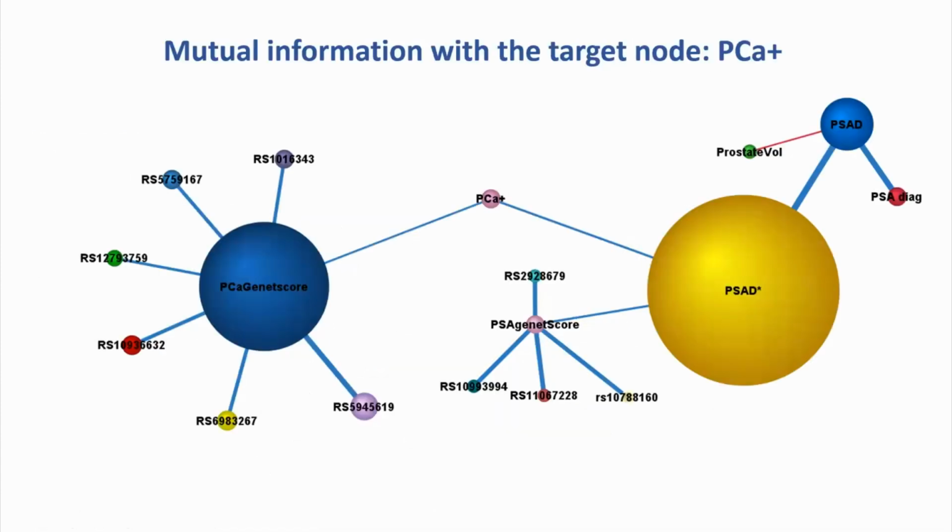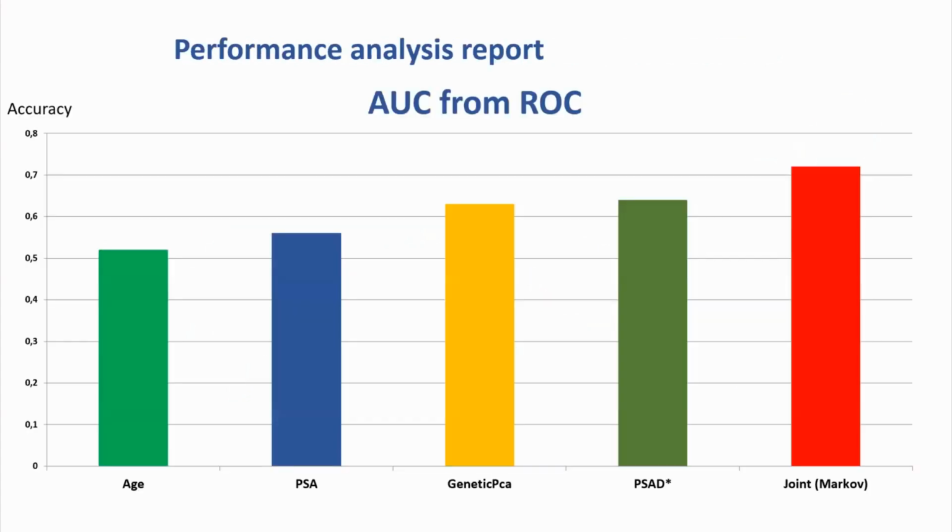And it is possible to construct a hybrid model with, on one part, the factors that increase the prevalence of the disease, and on the other part the factors that change the accuracy of the prostate-specific antigen, such as prostatic volume or genetics. And you have here the size related to the mutual information with the target. So this model increases the accuracy.